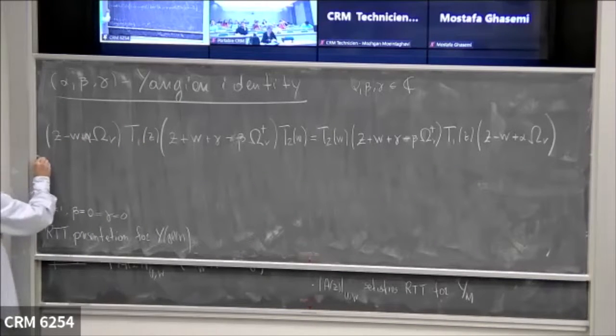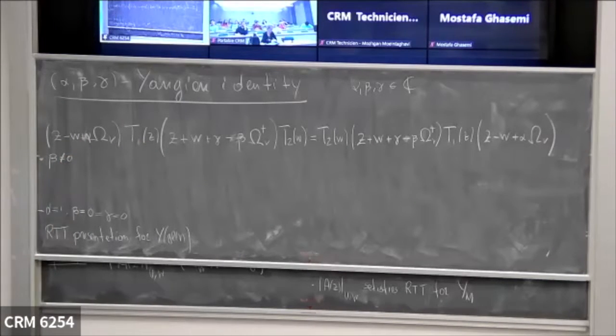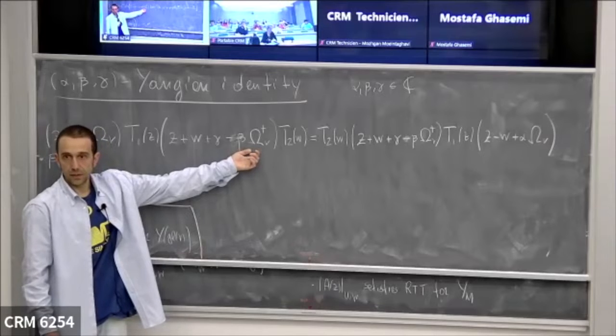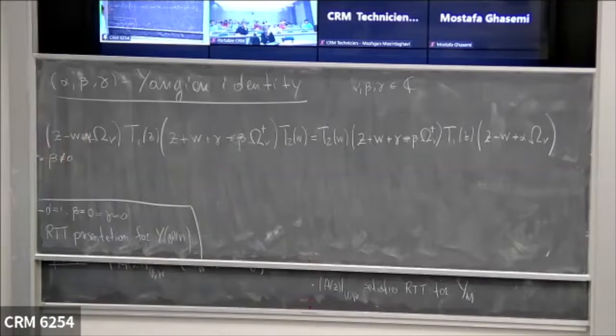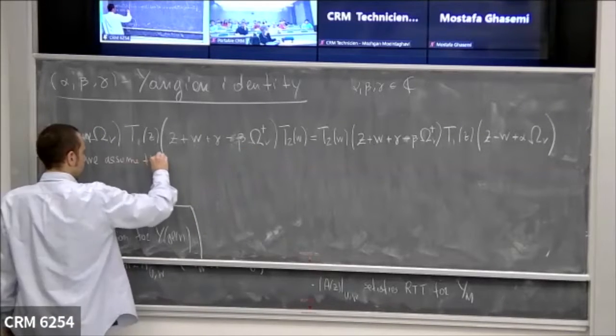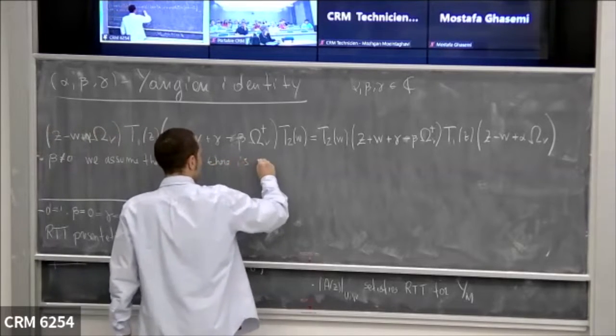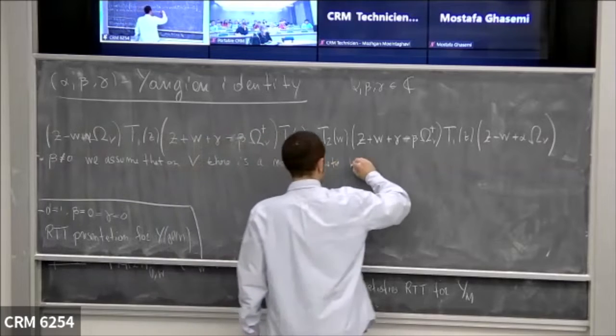Okay, so what happens now if beta is different from 0? If beta is different from 0, there is this object omega dagger B. So I need to explain what it is. If beta is different from 0, we assume that on our vector space B, there is a non-degenerate bilinear form.